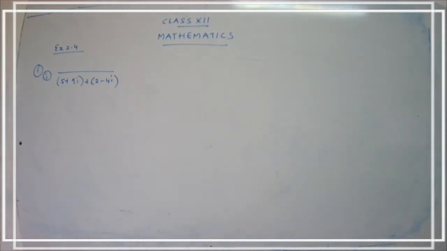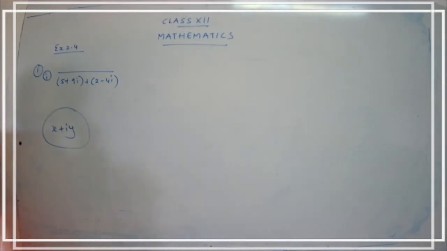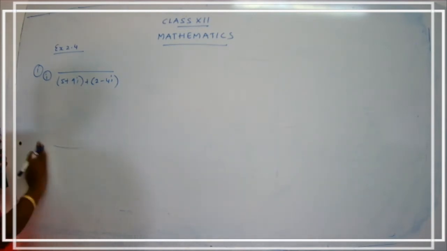Now what is a rectangular form? Rectangular form means you have to write this as x plus iy form. Okay, children? So this is what is called a rectangular form. So let's solve the sum and try to write it in rectangular form.